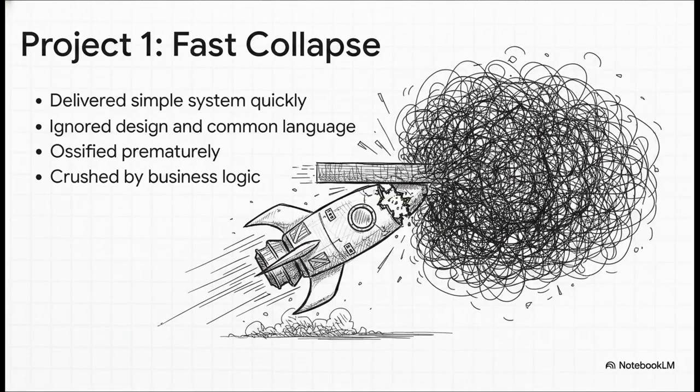All right, first up, Project 1, the fast collapse. Now, this project flew out of the gates. The team delivered a simple web system super quickly, and obviously business expectations just skyrocketed. But they completely ignored domain design, they didn't have a common language, and by version 2, bam, they hit a brick wall. The whole system prematurely ossified into this high-maintenance legacy nightmare.